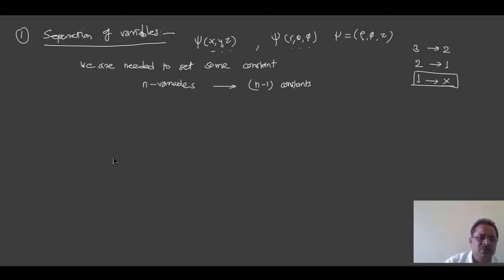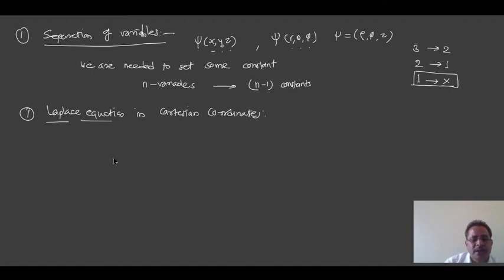Okay, now the first example of this use of separation of variables is the Laplace equation in Cartesian coordinates. Now first, for understanding purposes, we will take two dimensions.